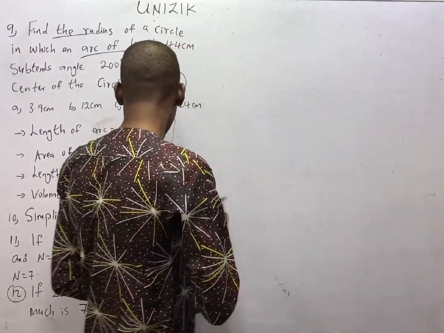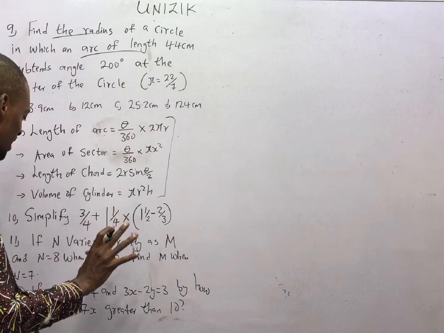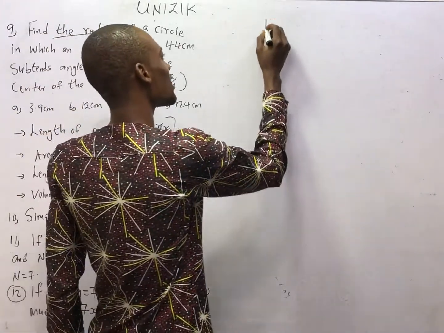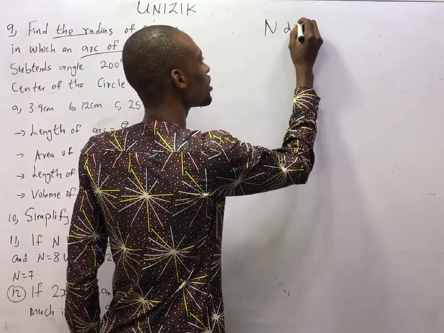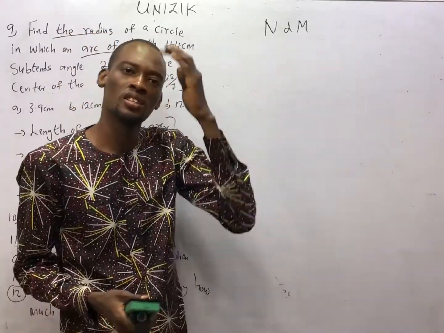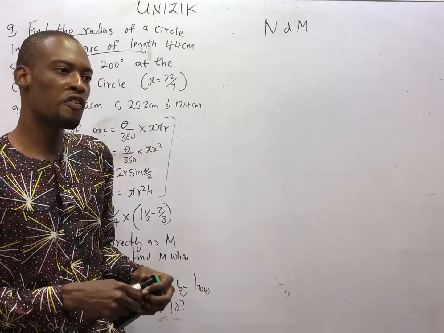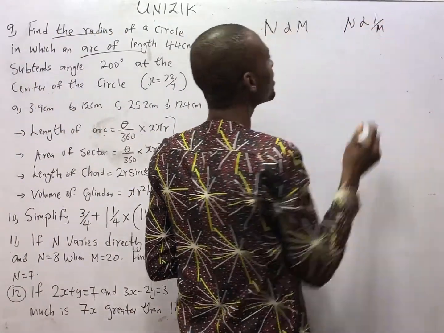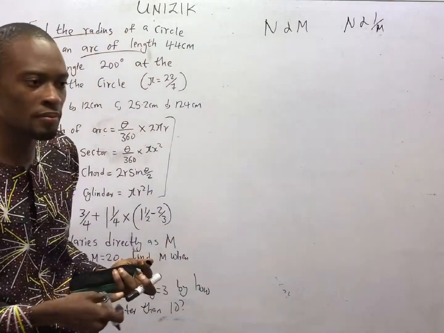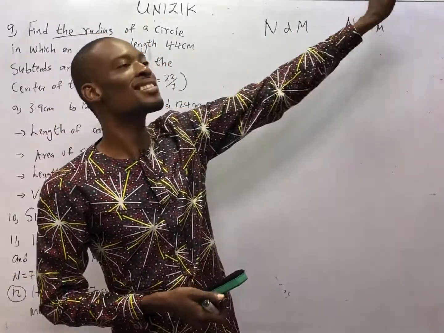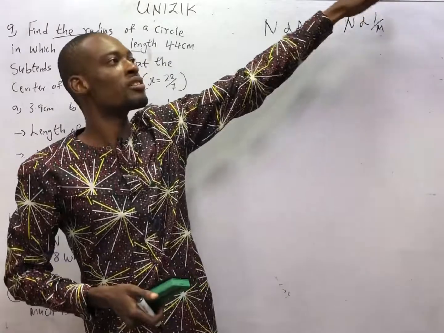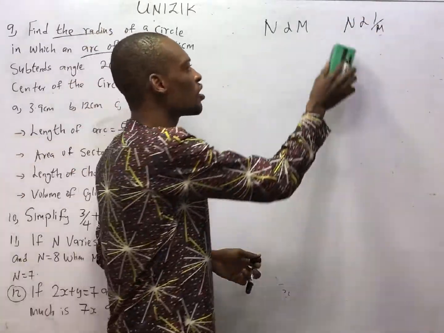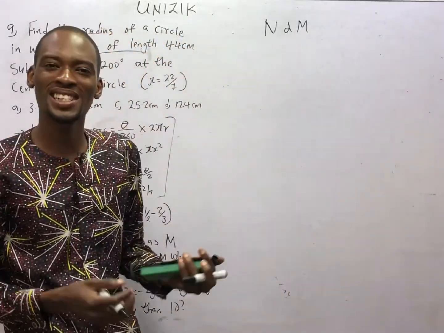In direct variation, like in this case, n varies directly as m, which means n is directly proportional to m. Direct variation means as one quantity is increasing, the other one is increasing. But for inverse, if I do something like this, it means n is inversely proportional to m. In this case, as n is increasing, m will reduce. As m is increasing, n will reduce. But we don't solve with proportionality sign.